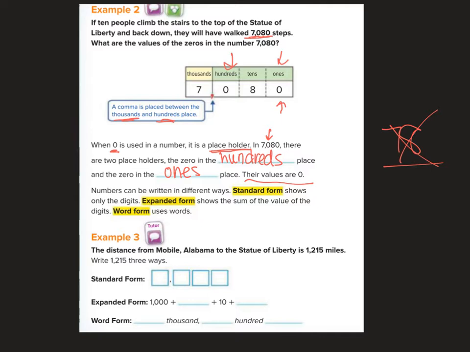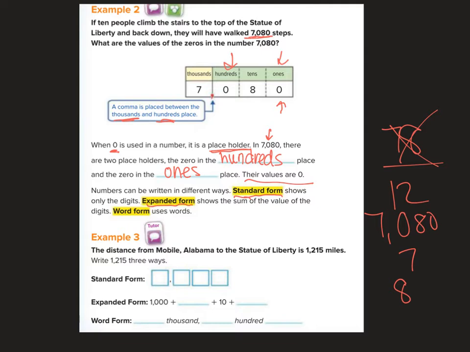Numbers can be written in different ways. So we're kind of shifting gears. We first were talking about place value. Now we're going to talk about different ways to write numbers. So the standard form is just like normal. 7,080, 7, 8, 12. Those are standard forms when we're using the digits, right?